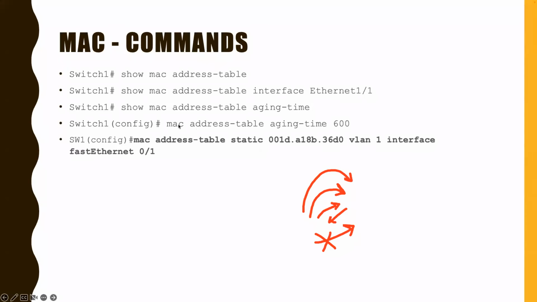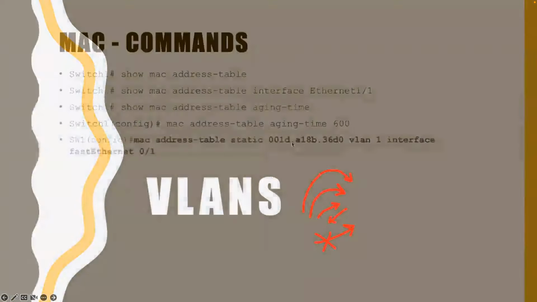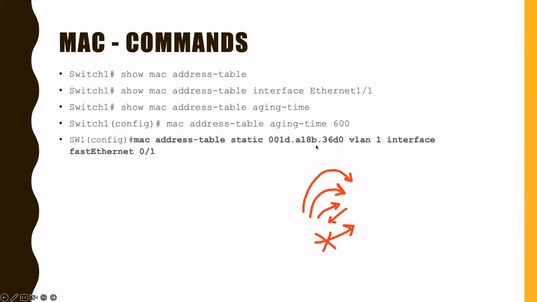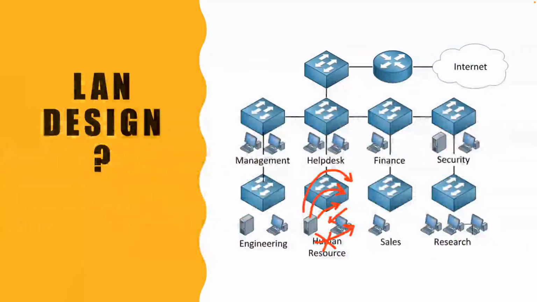It can be modified using this command, mac address-table aging-time, and then you can give the number. A static MAC address also can be configured against a VLAN and an interface. Right, now let's move to the concept of VLANs.